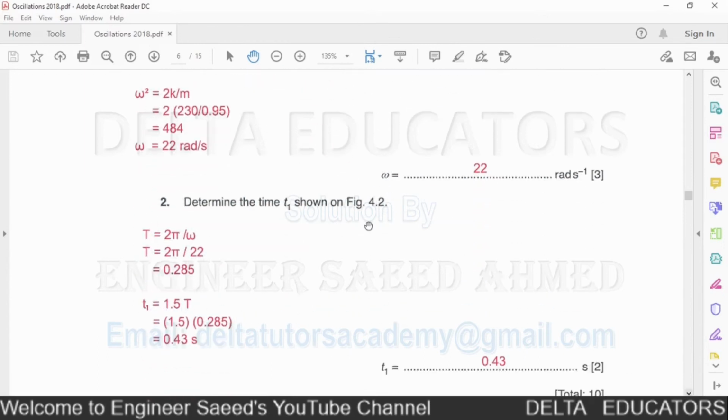Next part, determine the value of T1 shown on figure 4.2.